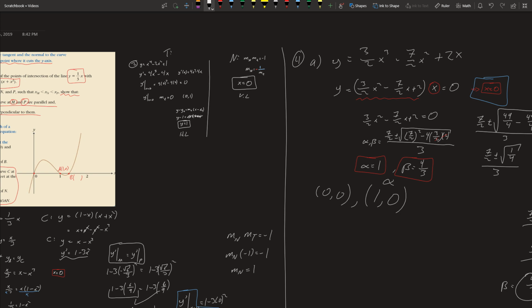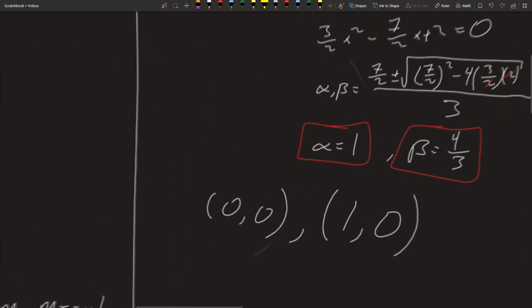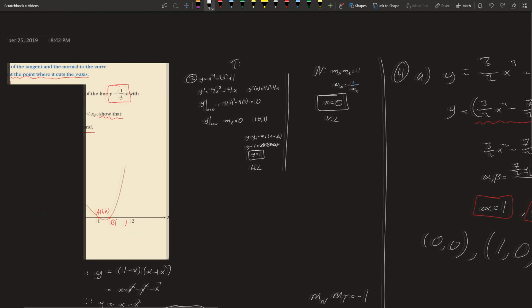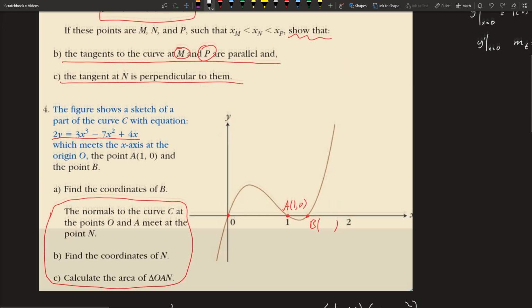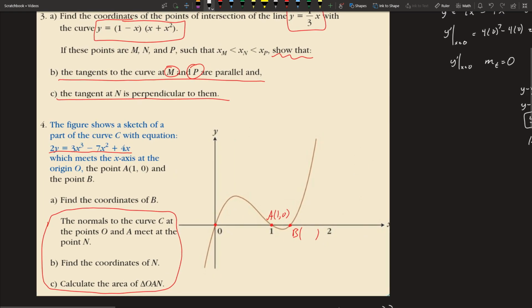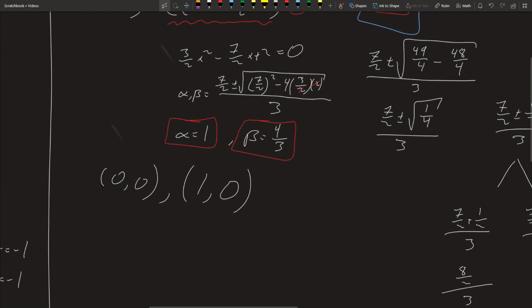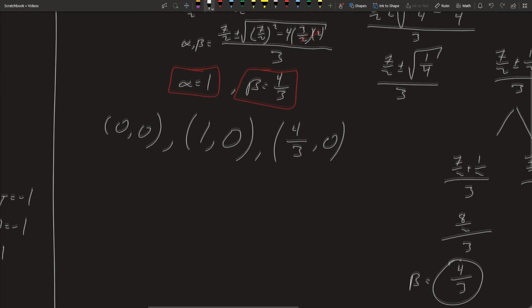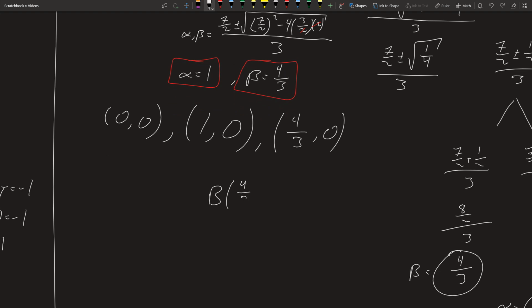This corresponds to the alpha that we found. Alpha equals 1, which means x is equal to 1. Y is always equal to 0. That corresponds to the point A that they gave us. Now we want to find B, right? So for the other one we use beta, which is 4 over 3, 0. That means our point B is (4/3, 0), and we solved part A.